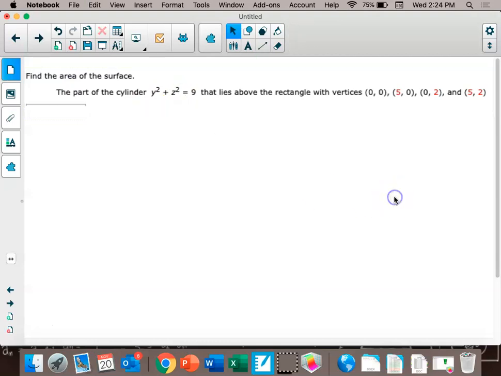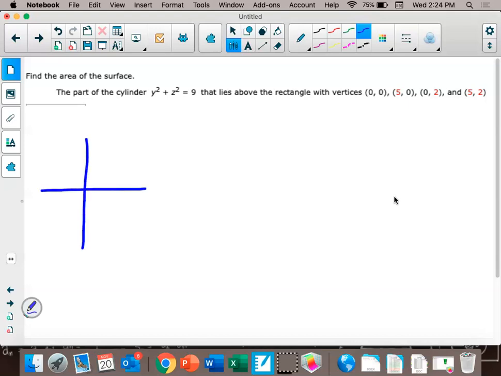All right. This is surface area. So thank you for telling me surface area. The part of the cylinder y squared plus z squared equals 9 that lies above the rectangle with those vertices, right? So this is just straightforward. You have 0, 0, you have 5, 0, you have 0, 2, and you have 5, 2. So you got this lovely rectangle like that.